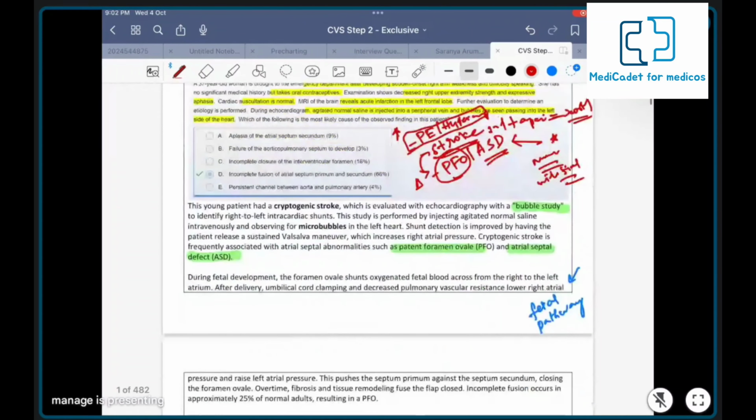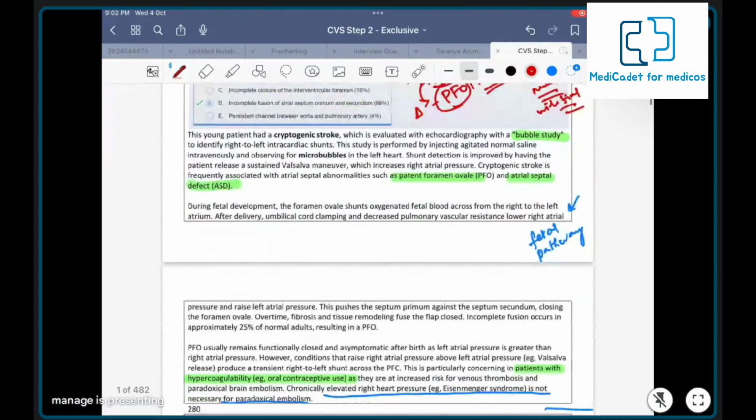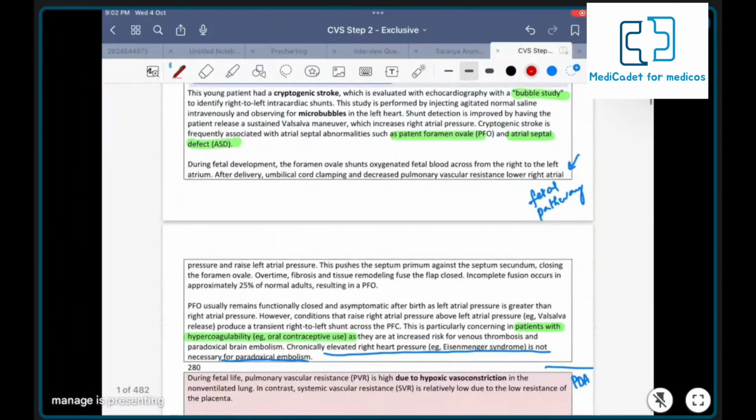So for that we will have a quick note about the fetal pathway, what happens in the fetus when it is born. When the baby is inside the mother's womb, you know that the pressure on the left side of the heart is lower because the aorta is connected to the umbilical vessels, which in turn are connected to the placenta. So the placenta is a low vascular resistance system. So you will have low left heart pressures, and there will be high right heart pressure.